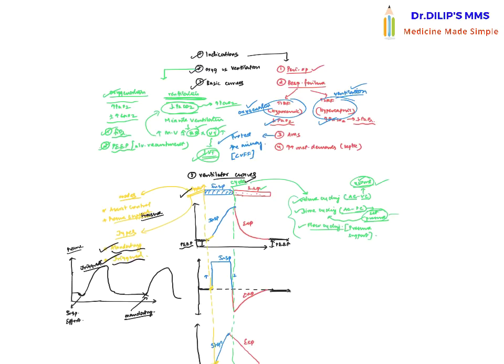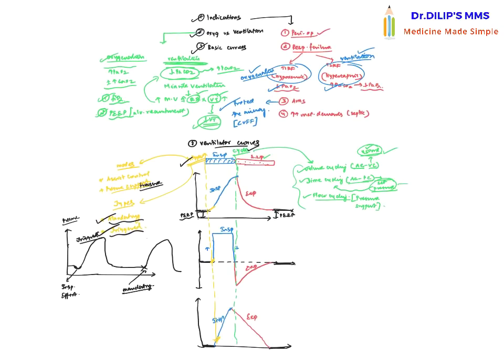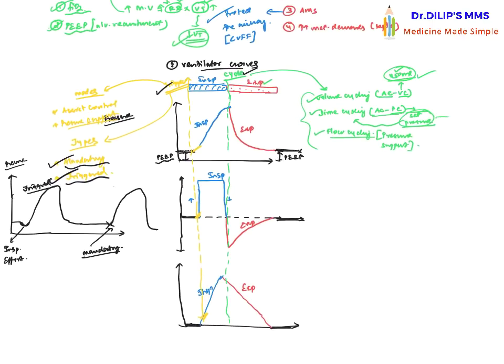Once again, these are the basics for today. In this video I have discussed the indications of mechanical ventilation, second, oxygenation versus ventilation, and third, the basic ventilator curves and how to interpret them, what a respiratory cycle is, what we mean by a trigger and by a cycle, what the different trigger modes and types of triggers are, and what the different types of cycling methods are.